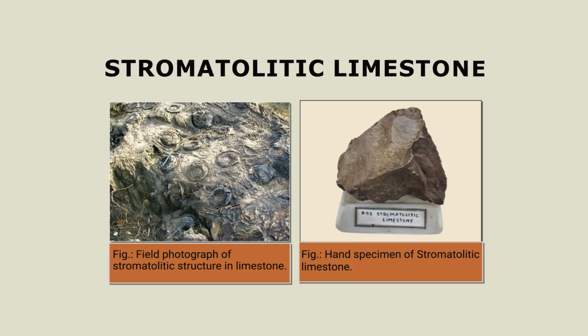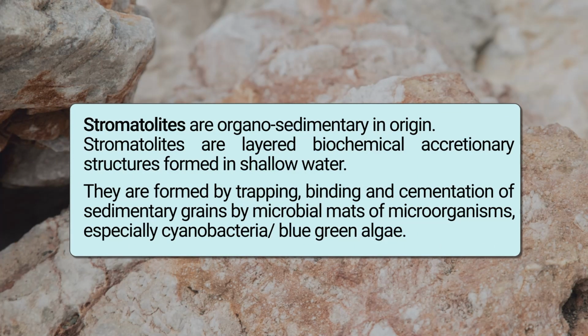So, let us talk about stromatolitic limestone. Here you can see the field photograph of stromatolitic structures in limestone, and this is another hand specimen of stromatolitic limestone. Stromatolites are organosedimentary in origin, and they are layered biochemical accretionary structures.